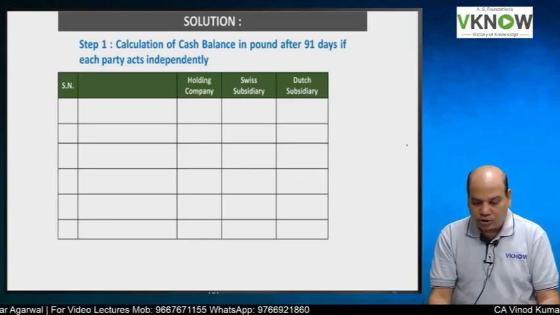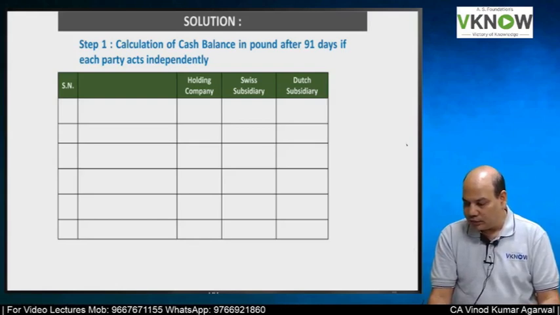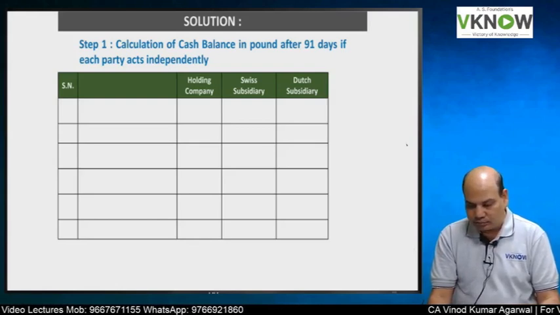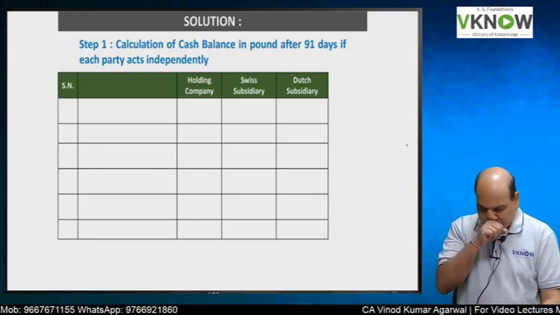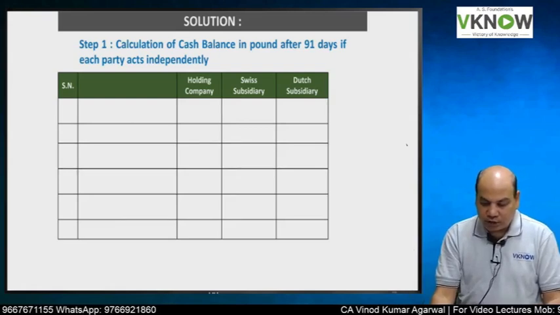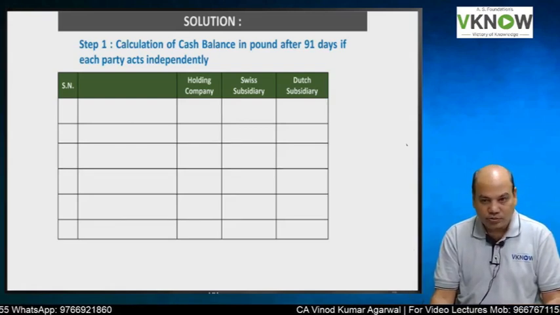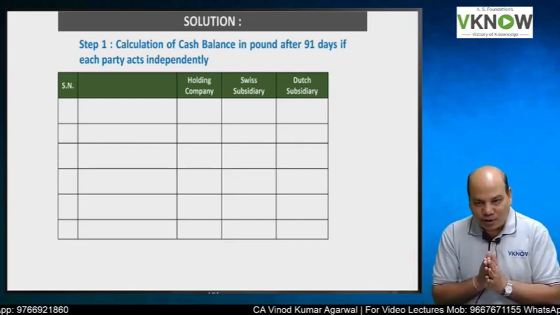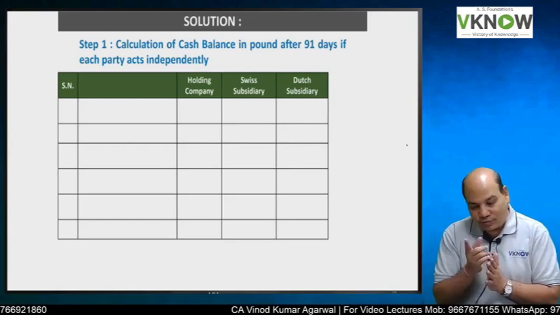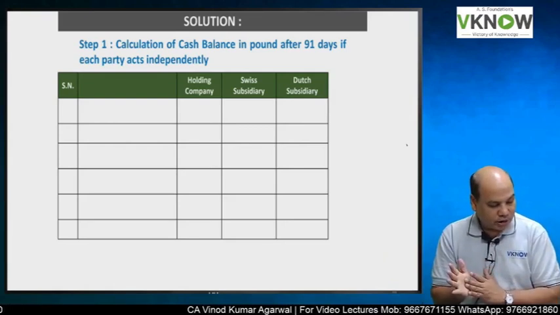Step 1, calculation of cash balance in pound after 91 days. Because why in pound? Because I have to compare with the other option also. So to add the three currencies, you have to first bring them down into one same currency, that is pound, because pound is the holding company's currency.